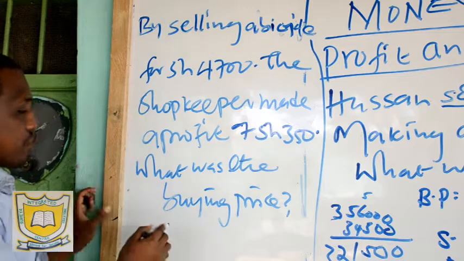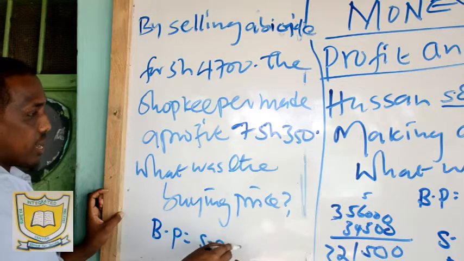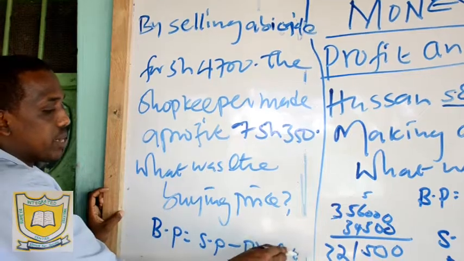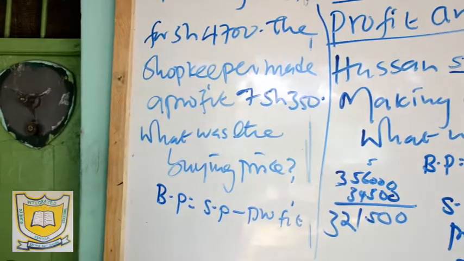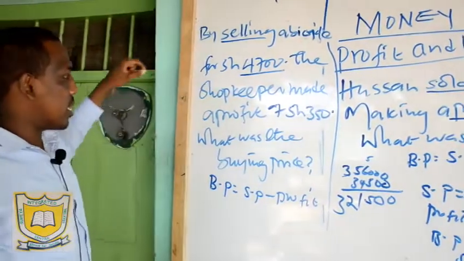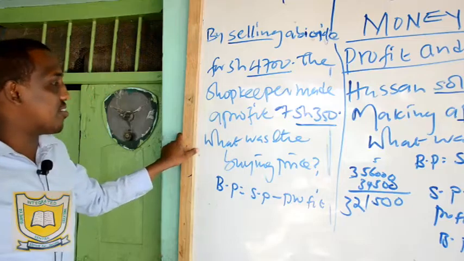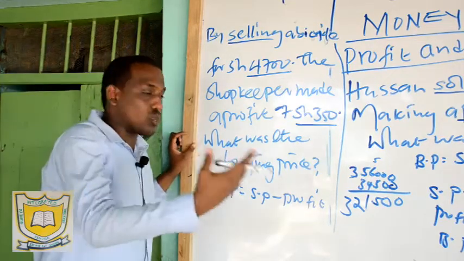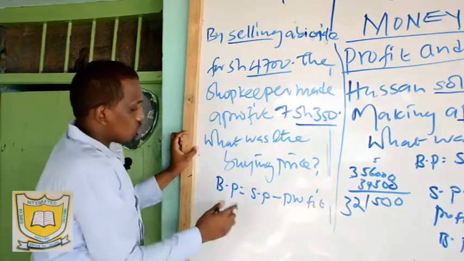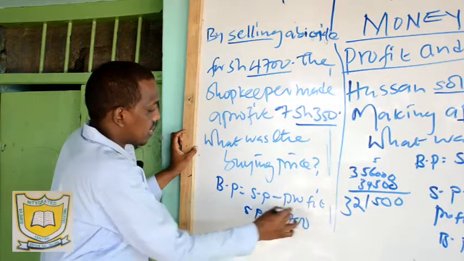How do we get the buying price? Now we said buying price is equal to selling price minus profit. That's how we get the buying price. By selling, this is the selling price. By selling for shillings 4,700, he made a profit of 350. What was the buying price? So let's say now the selling price here is equal to 4,700.